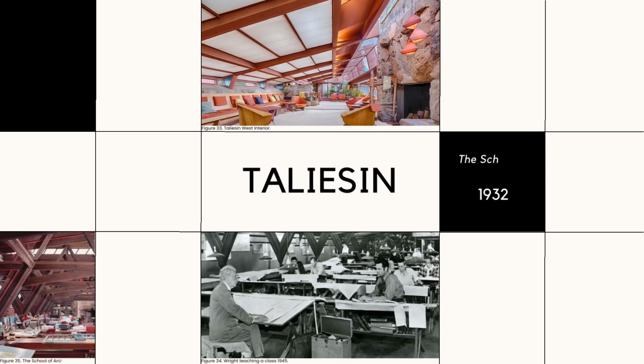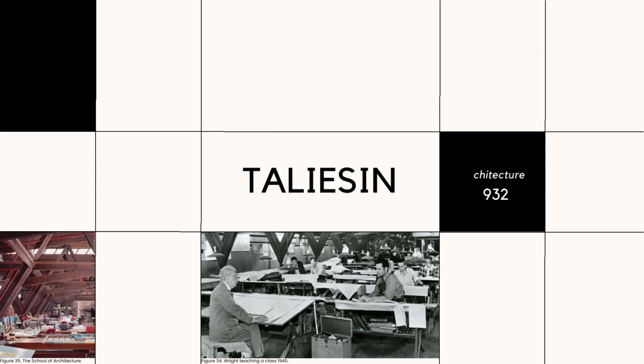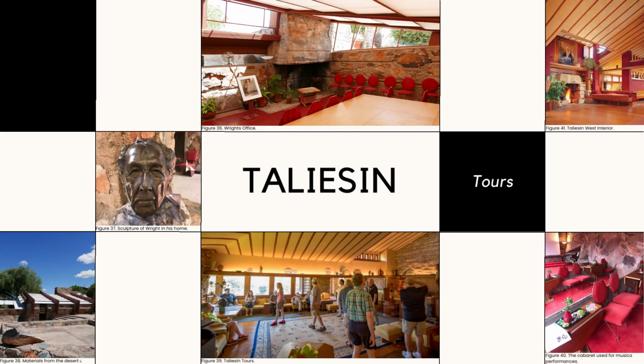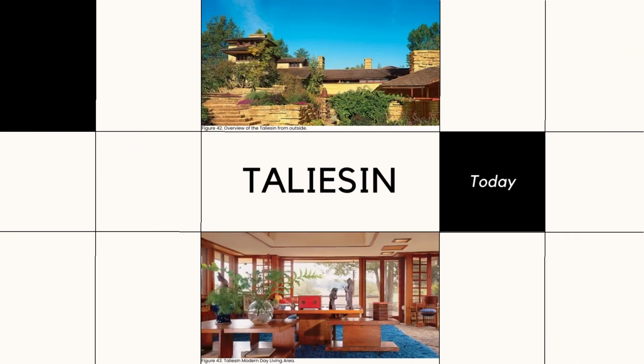The estate is still home to the School of Architecture established there by Wright in 1932, is the headquarters of the Frank Lloyd Wright Foundation, and Taliesin, the flagship of prairie design, is visited by over 120,000 people each year from around the world. Its progressive design and interiors continue to impact how we design and occupy space today.